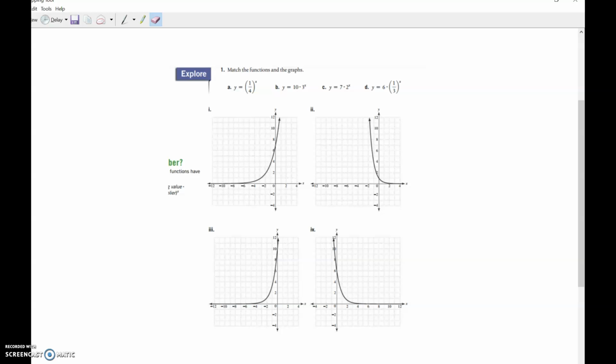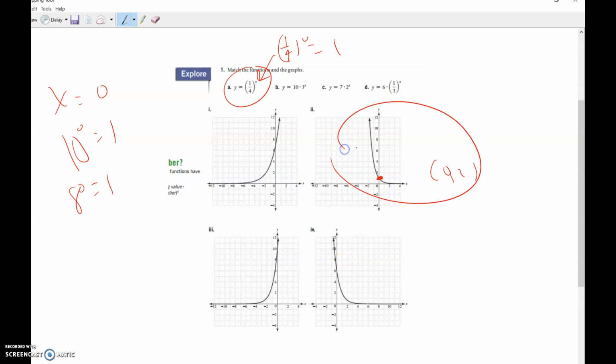Okay, so if you're stuck, x equals 0 is a really good choice. X equals 0, because anything raised to the 0 power, so like 10 to the 0 power is 1, 8 to the 0 power is 1. So right here, if I sub in 0, I get 1/4 to the 0 power. That has to equal 1. And so the only graph that goes through the point 0, 1 is right here. The rest go through other numbers. So this has to go with A, right? So Roman numeral II and A have to go together.